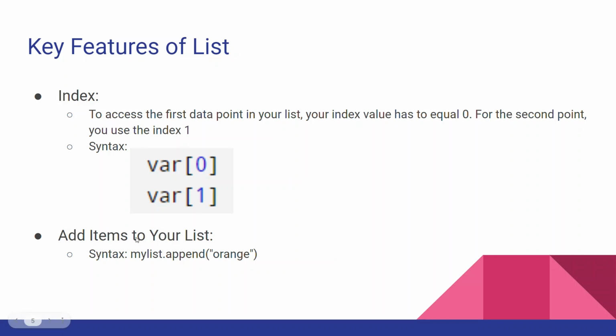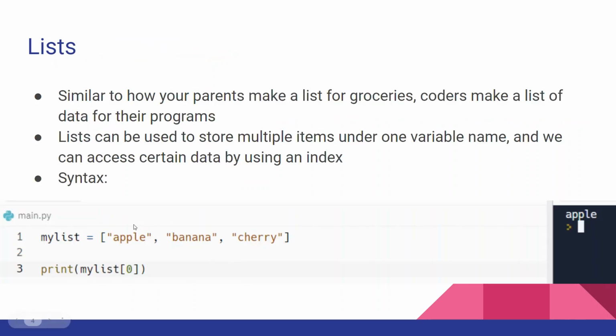Now let's say we wanted to add an item to our list. How we would do this is you'd do the list name, which is myList, dot append, which is a built-in Python function, which allows you to add items to your list, and inside of the parentheses, you write down the item that you want to add. In this case, we have orange, and our new list will become apple, banana, cherry, and then finally orange.